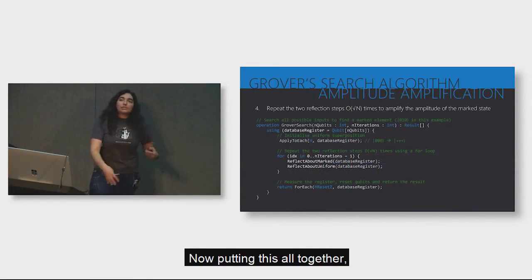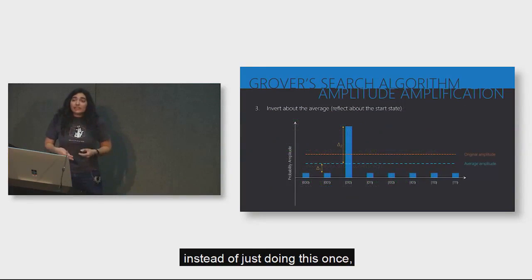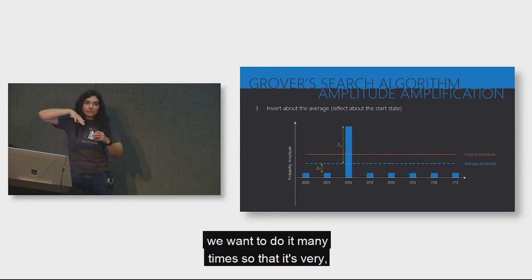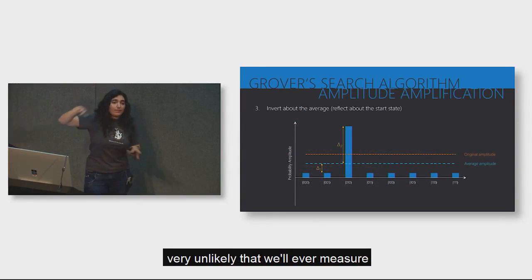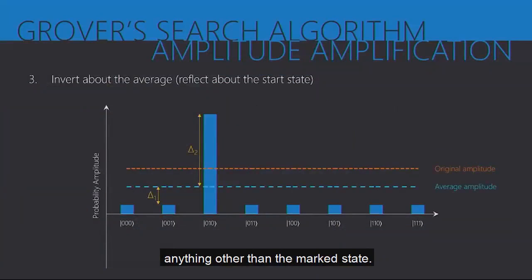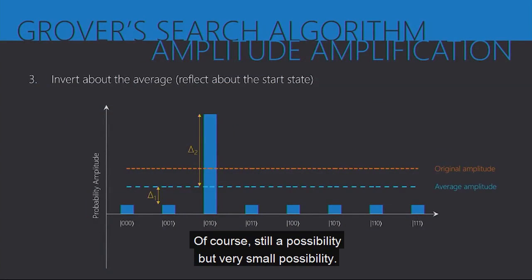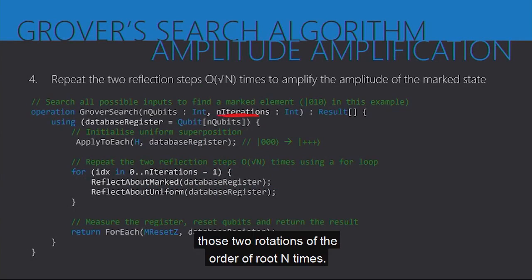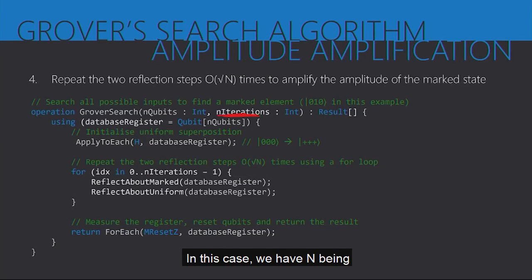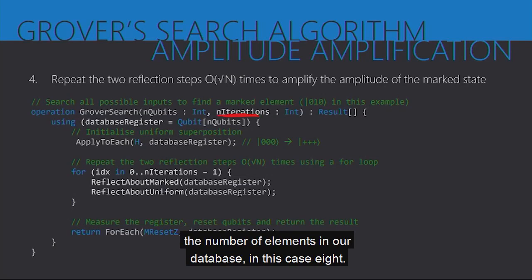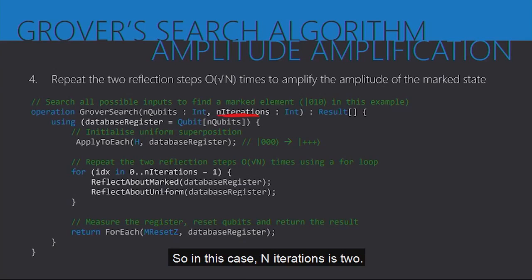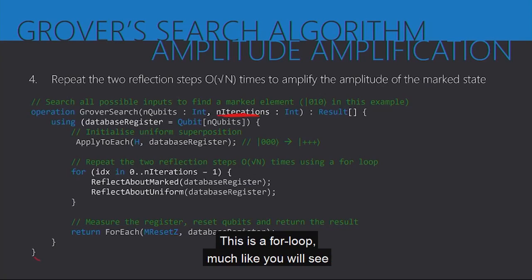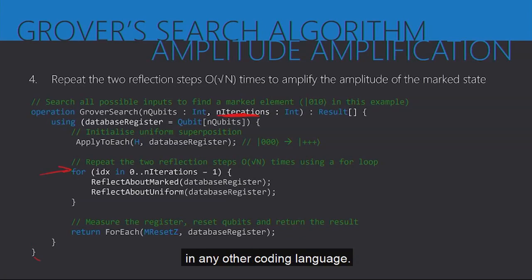Now, putting this all together, what we want to do is actually, instead of just doing this once, do it many times, so that it's very, very unlikely that we'll ever measure anything other than the marked state. Of course, still a possibility, but a very small possibility. So what we do is we repeat this. We have to repeat those 2 rotations of the order of root n times. In this case, n is the number of elements in our database, in this case 8. So we're going to repeat it twice. So in this case, the number of iterations is 2. This is a for loop, much like you will see in any other coding language.